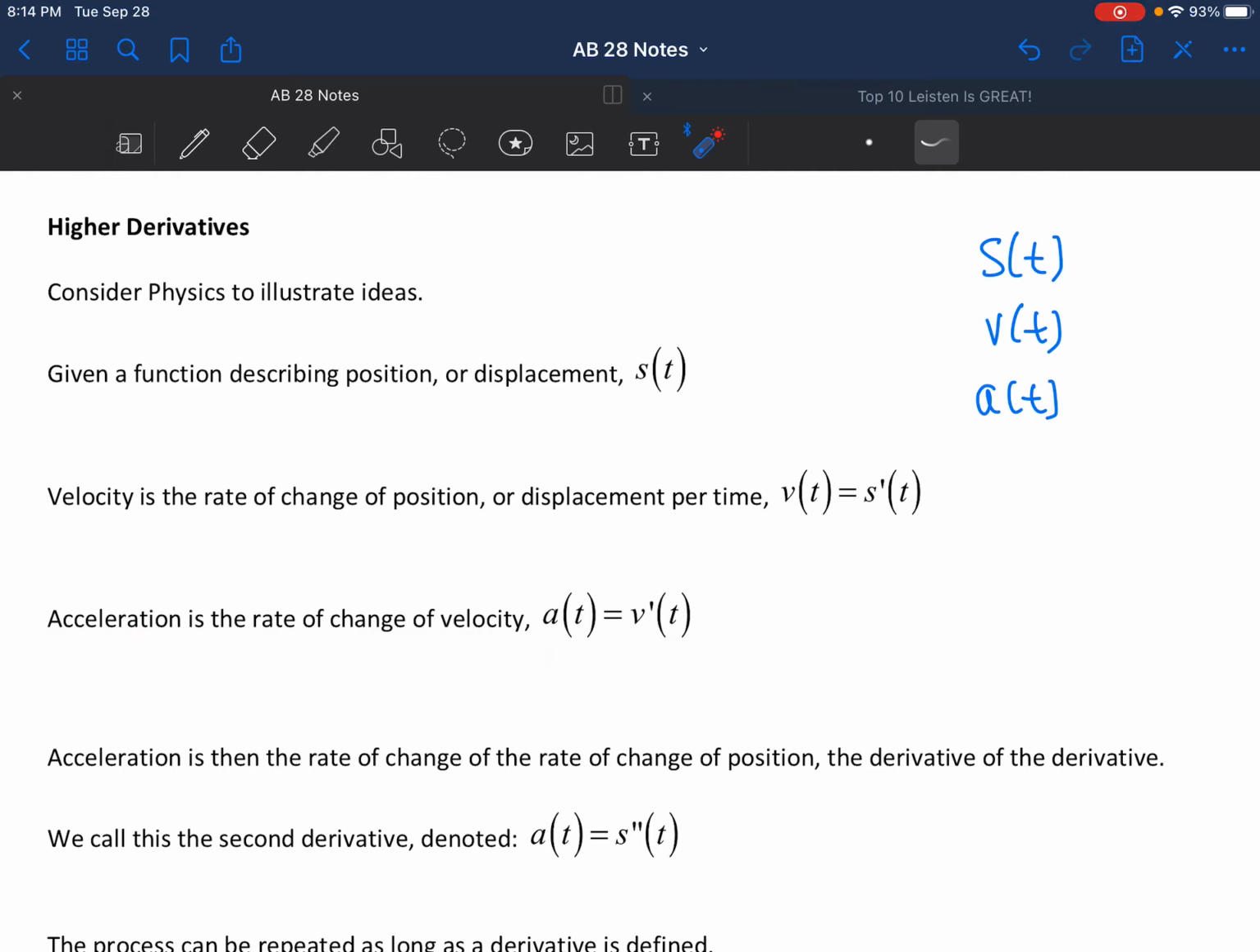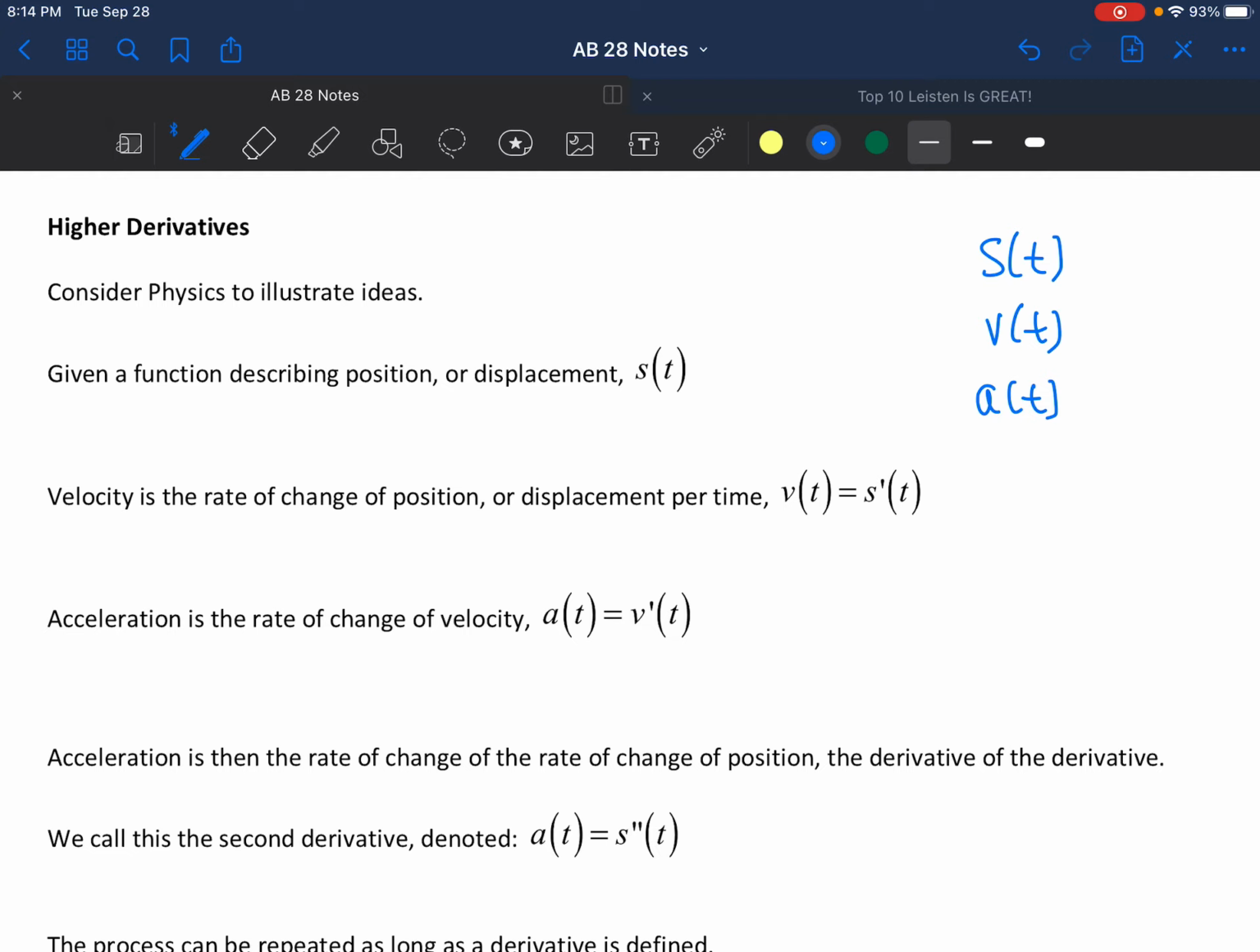Putting that together, acceleration is the rate of change of velocity. So it's kind of a second rate of change. It is the derivative of the derivative. We call that the second derivative, and we denote that with 2 tick marks: s prime prime.